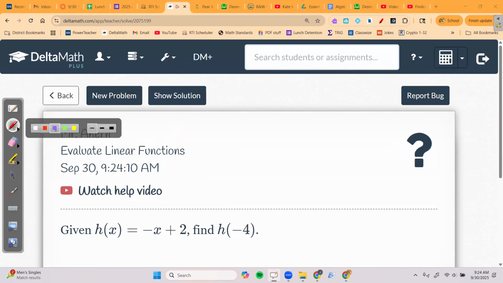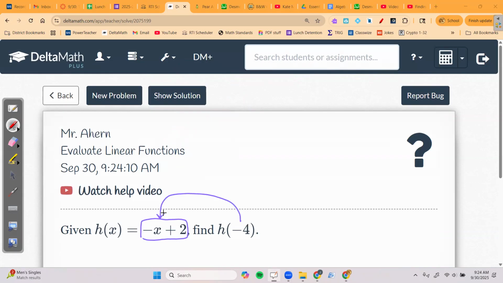Could you do it in the very beginning or would that change? We just do it right now. Like, you ready? See the purple box? That's the function rule. All I'm going to do is go into that box, and every time I see an X, I'm going to put this number right here. Boom. Does that make sense?